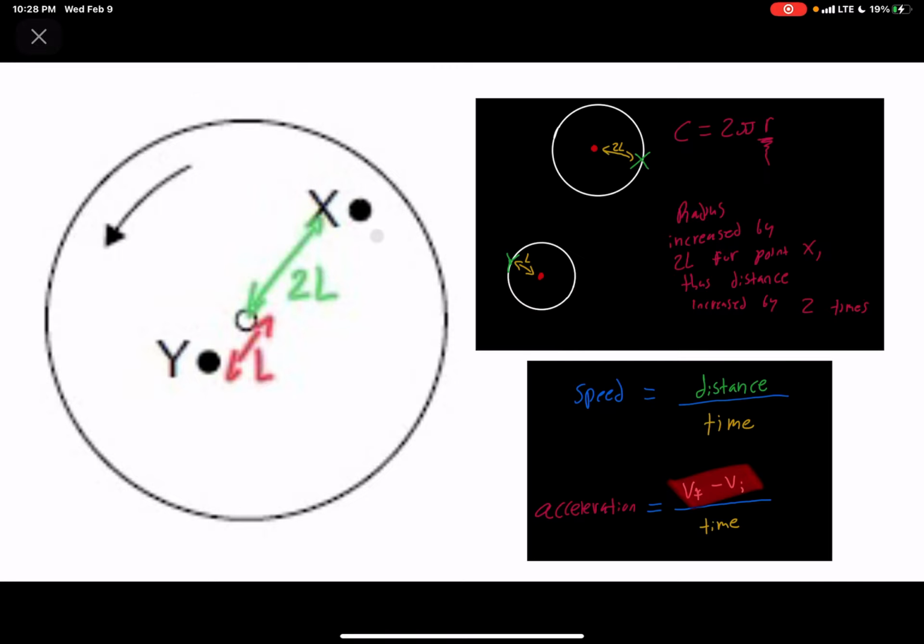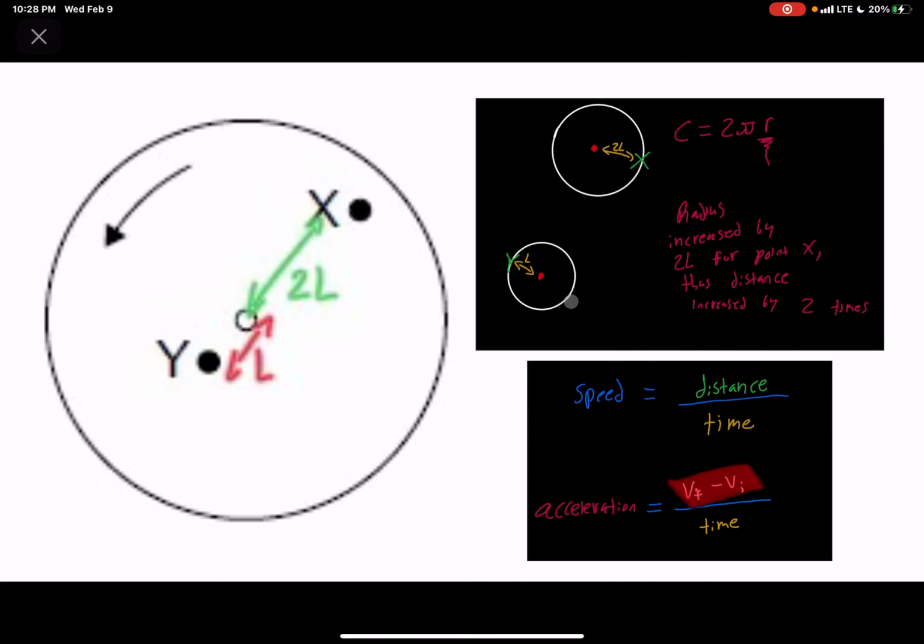Now, the second thing we have to know is that x is a distance of 2l from the center of the disk, while y is a distance of l. What does this mean? So x is going to be moving in a circular motion, like this. The center of the disk is also going to be the center of the circular motion of x. So if we zoom in, this is the motion of x, and this is the center of the disk, so it has a radius of 2l, as you can see.